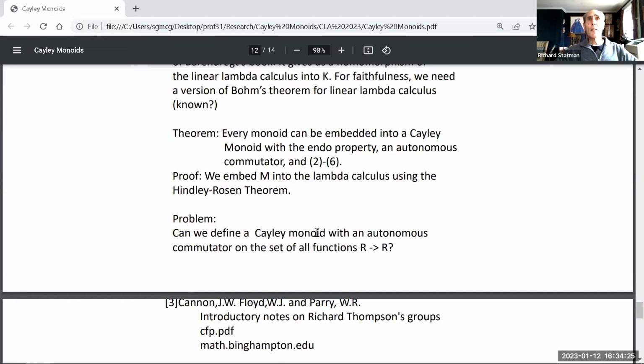Can we define a Cayley monoid structure on that monoid with an autonomous commutator? I really doubt it, but I sure don't know how to prove it.